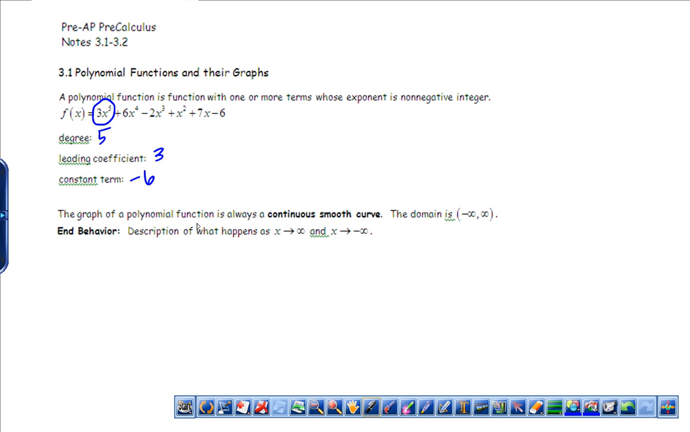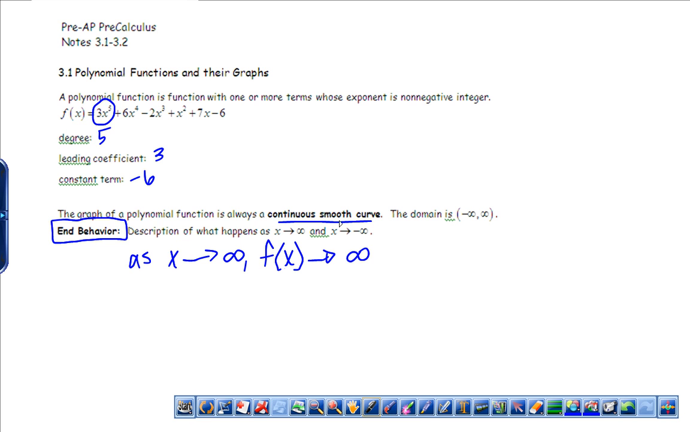Okay, it says the graph of a polynomial function is always a continuous, smooth curve, and the domain goes from -infinity to infinity. This is important right here. You're going to be hearing me say this a lot. It says end behavior. This describes what happens as x goes to infinity and as x goes to -infinity. So let's say as x approaches infinity, what does your function approach? Well, your function is going to also approach infinity.